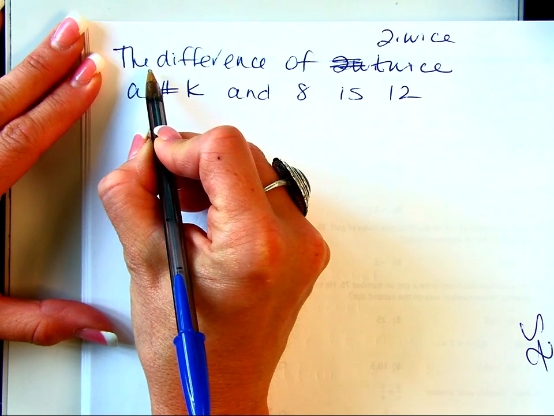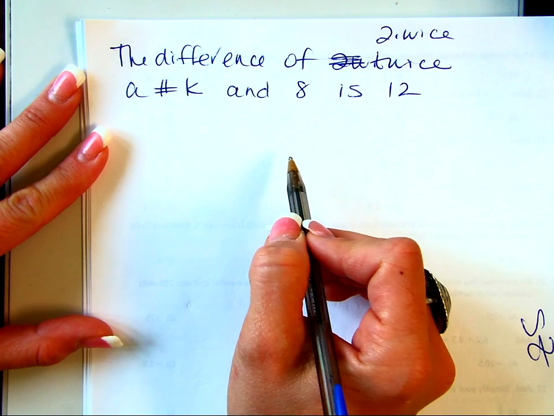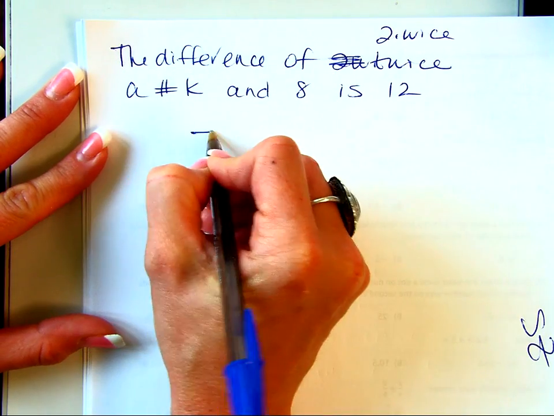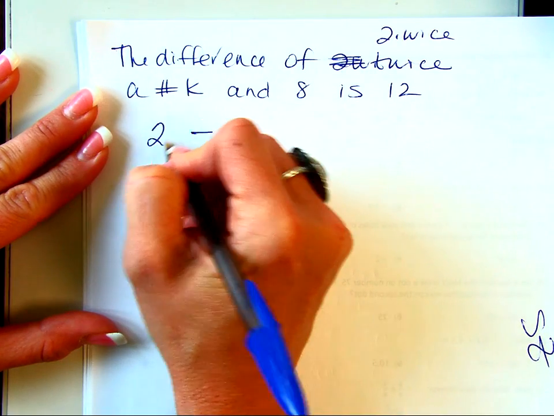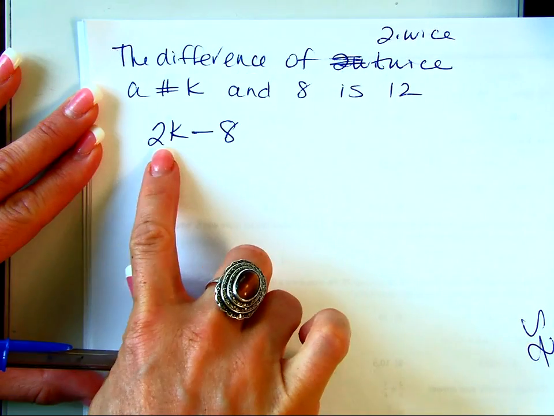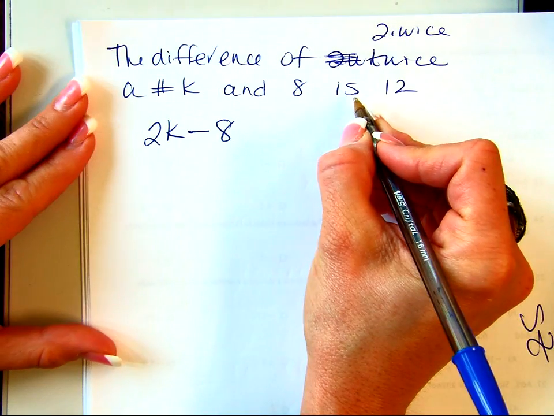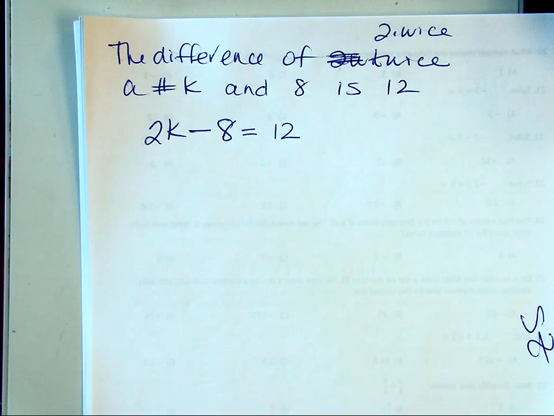So what we're going to do is read through this and translate it, because you know what? Math is a language too. Math is a language that uses numbers and symbols instead of words, okay? So the difference of, if you want to write it literally as you go, twice a number, k, and 8. Remember when it says difference, whatever's mentioned first has to go first. Now, is means what every single time? Equals 12. And I don't even think, like I said, we're going much past that today. Okay? Good so far on that?